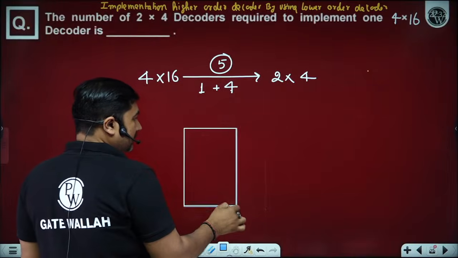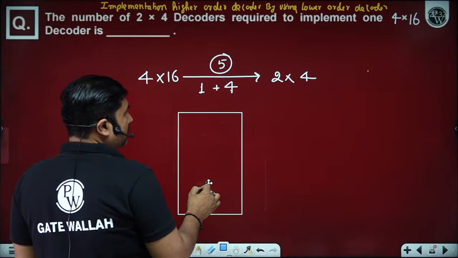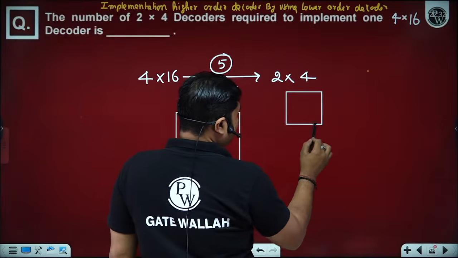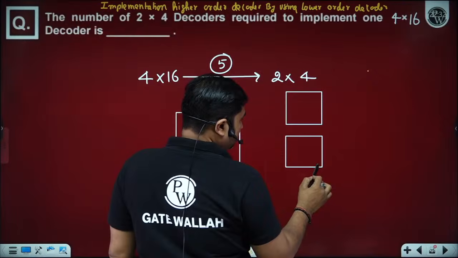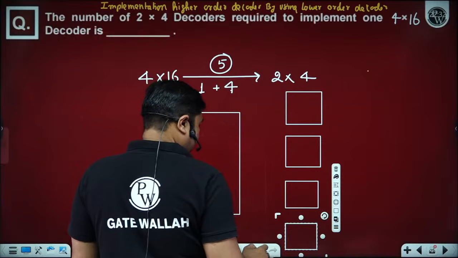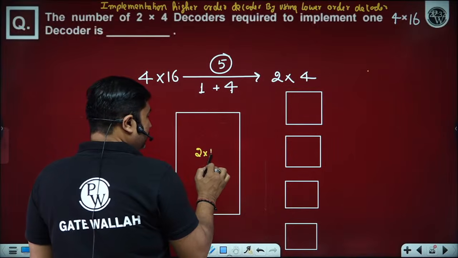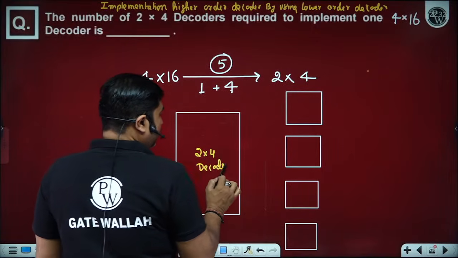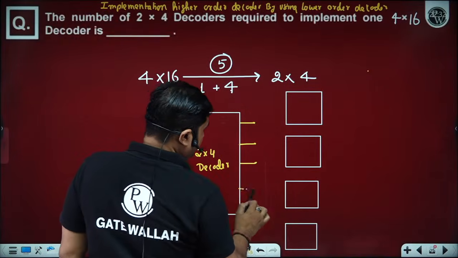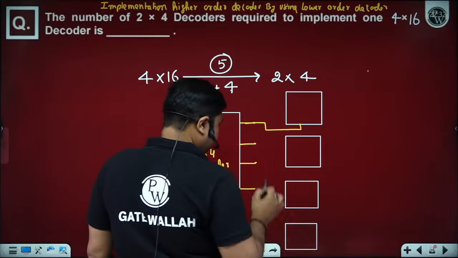So first we need 1 2x4 decoder, and then we need 4: 1, 2, 3, 4. Now please observe how we are going to use it. In this case we have a 2x4 decoder. So 2x4 decoder means 2 input lines and 4 output lines, 1, 2, 3, 4. Each of the output lines will become the enable to the next decoder.